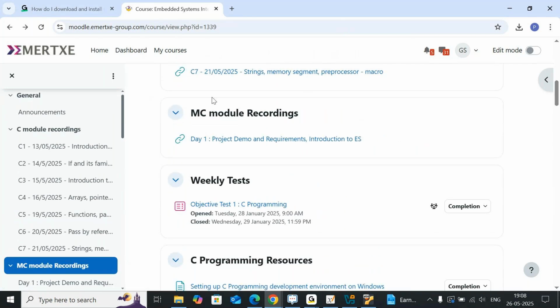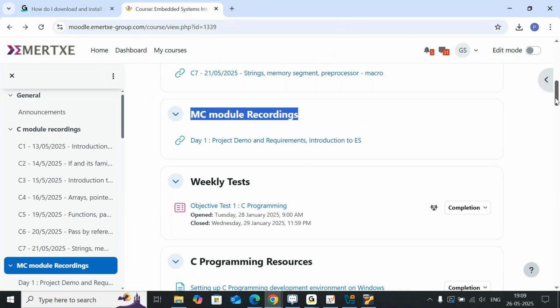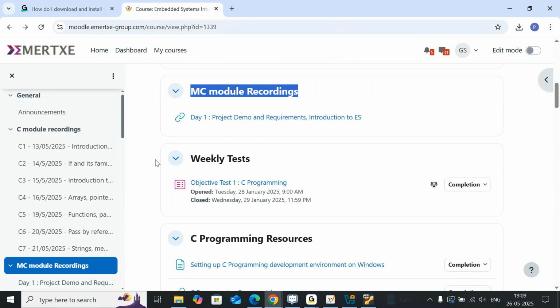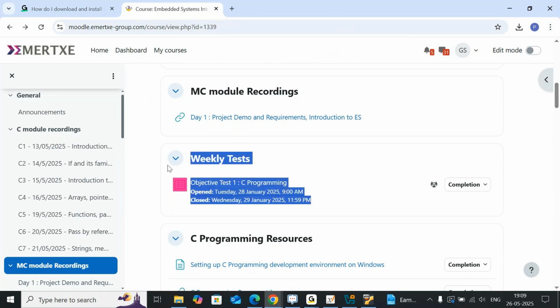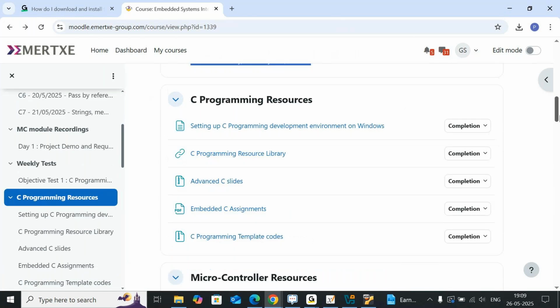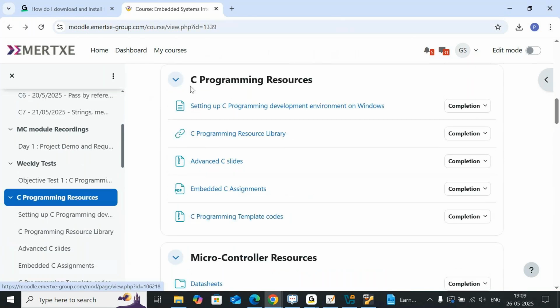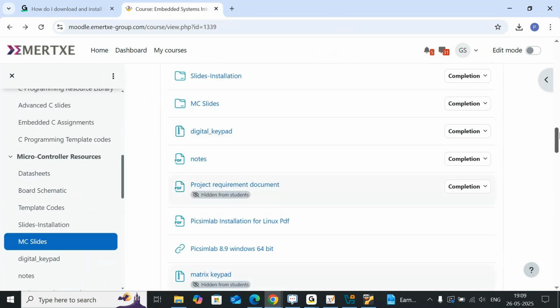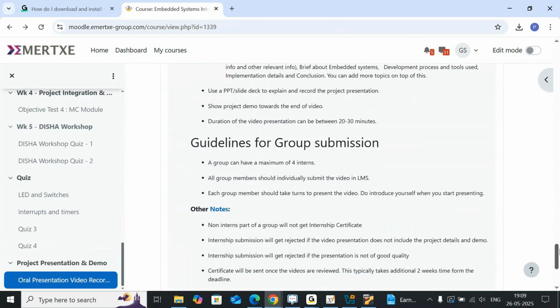And below that I have added MC module recordings. Day one, day two basis I will add. So for now this test we are not scheduling. We'll tell you when to take this test. And C programming resources are there. Similarly, microcontroller programming resources are there.